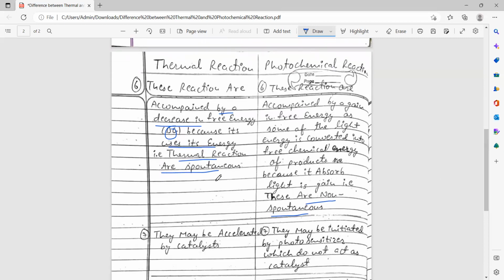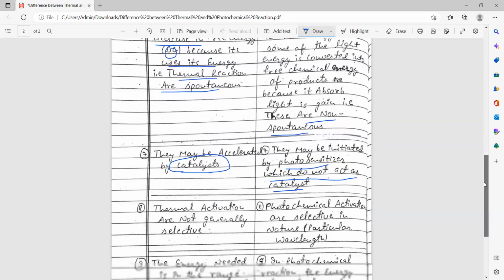Spontaneous reactions means reactions that take place in a single step directly. Thermal reactions are accelerated by a catalyst. Photochemical reactions may be initiated by a photosensitizer, which does not act as a catalyst. Later on, we will discuss this part.